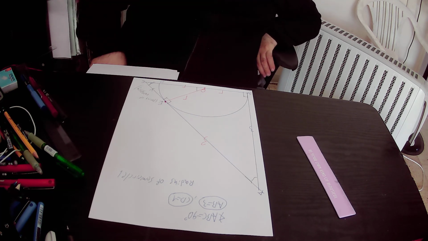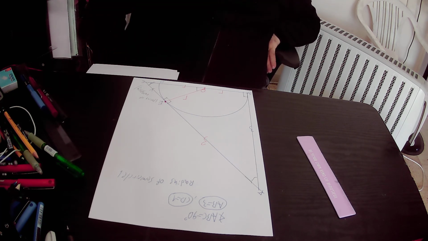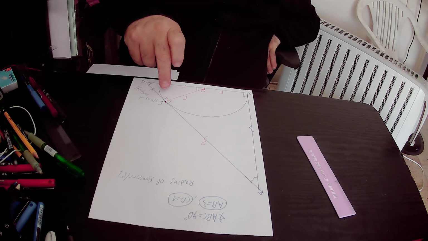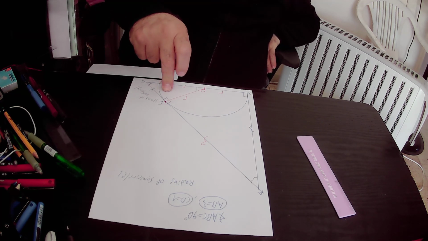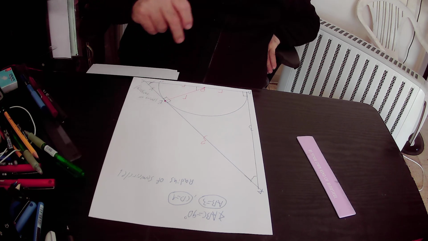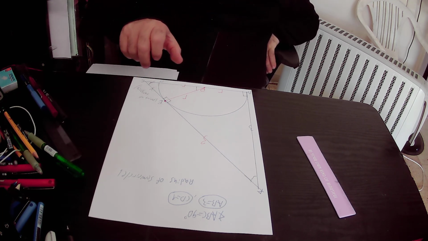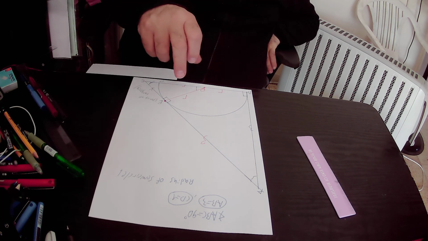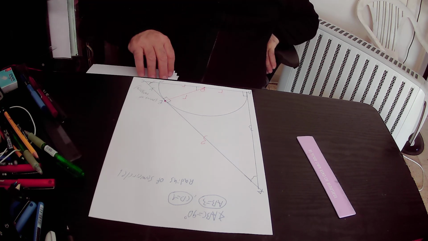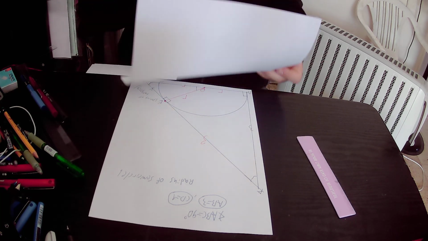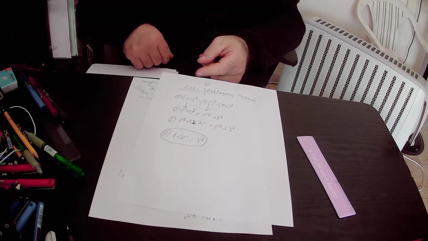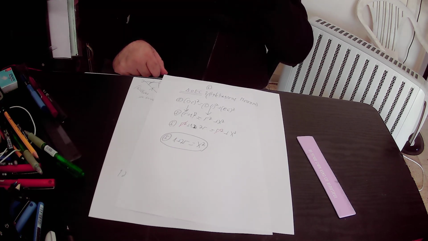According to the Pythagorean theorem, the square of the hypotenuse equals the sum of the squares of the perpendiculars. So if we implement the Pythagorean theorem in this right triangle, we will get that OC square equals OE square plus EC square. Okay, OC square equals OE square plus EC square.